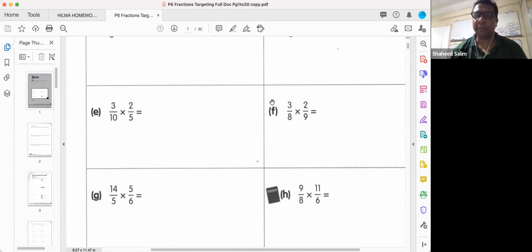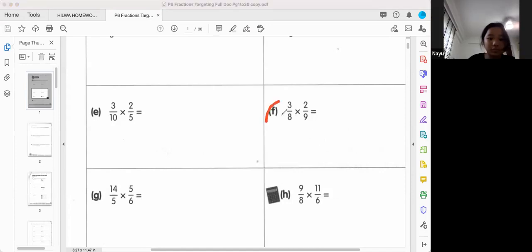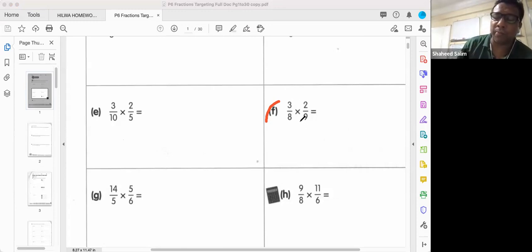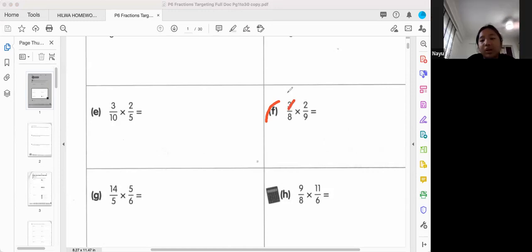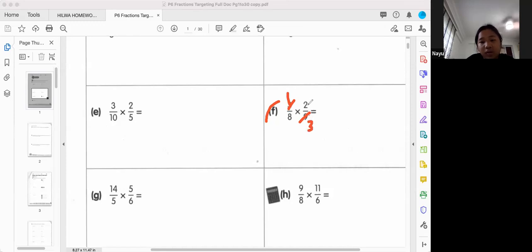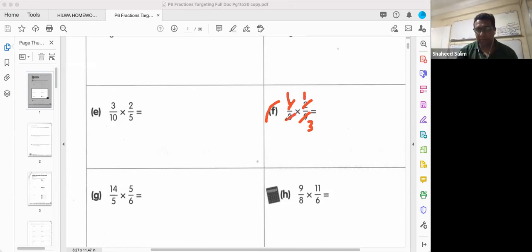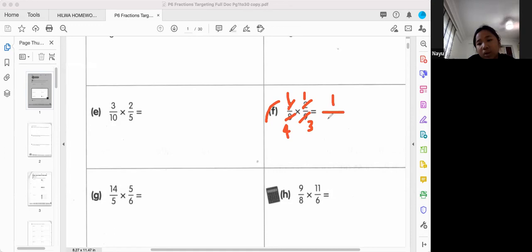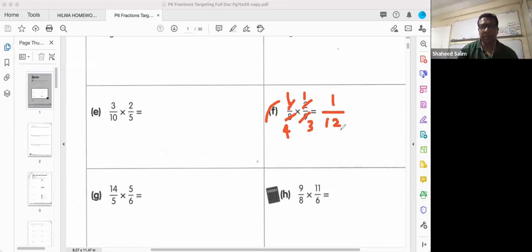Okay, you try question number F. Maybe we do together. You tell me, both numbers on top can divide by the same numbers as below. 3 and 9 both can divide by what? 3 divided by 3. What do you get? 1. 9 divided by 3? 3. Good. 10 and 8 can divide by what, both of them? 2. 2 divided by 2? 1. Okay. 8 divided by 2? 4. Okay, now what's the answer? Top times top, what do you get? 1. Bottom times bottom? 12. That's it. That is your answer.